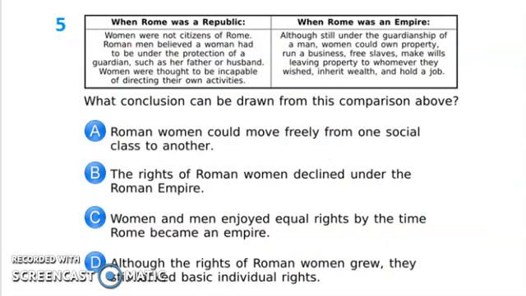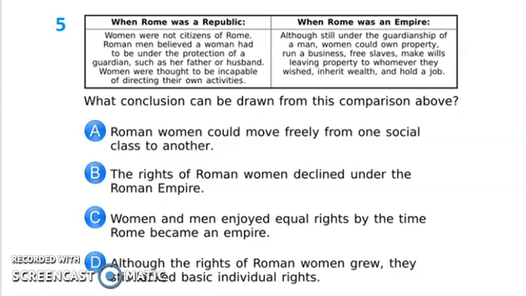So let's look at an example of how this standard might appear on a test. At the top we see a box, and it looks like it's comparing and contrasting two concepts. On the left we see when Rome was a republic. It says women were not citizens of Rome. Roman men believed a woman had to be under the protection of a guardian, such as her father or husband. Women were thought to be incapable of directing their own activities. So that's in the Republic.